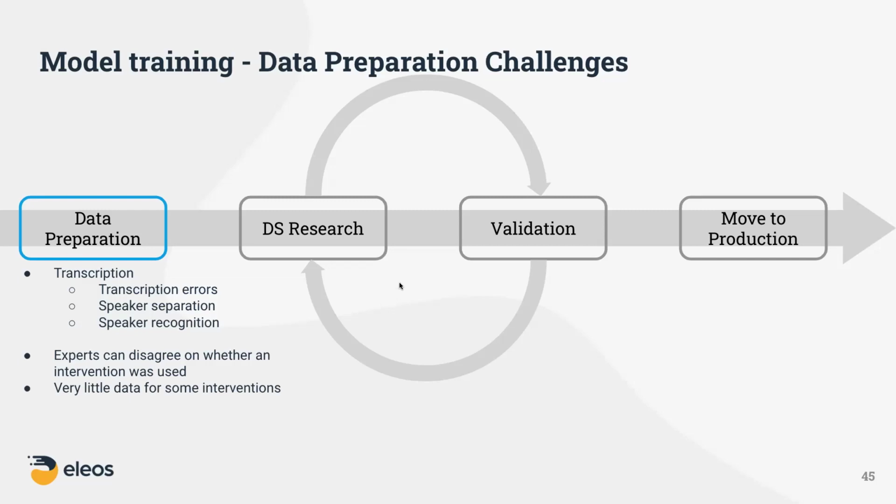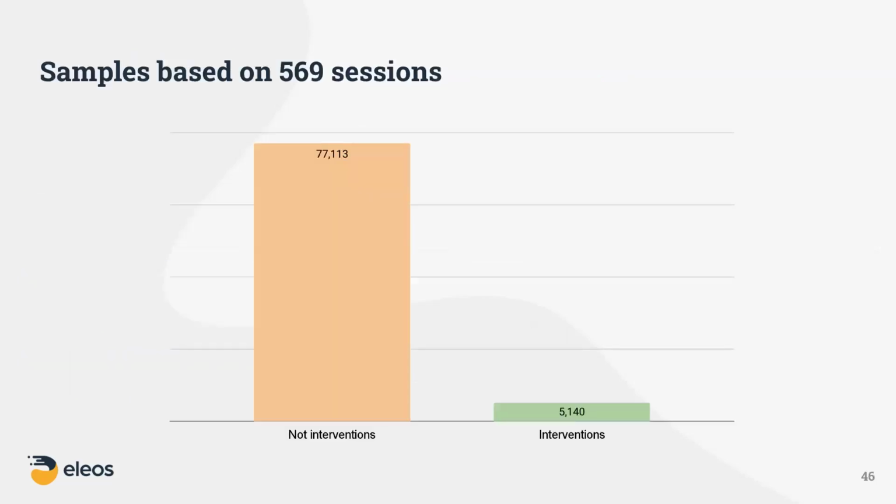Okay, that's the preparation. I'm going to go through a little bit of the data we use to train this specific model. So our analysts went through over 500 sessions, tagging interventions, and around 80,000, let's say, sentences were not interventions, and 5,000 were interventions. So it's a highly unbalanced data set.